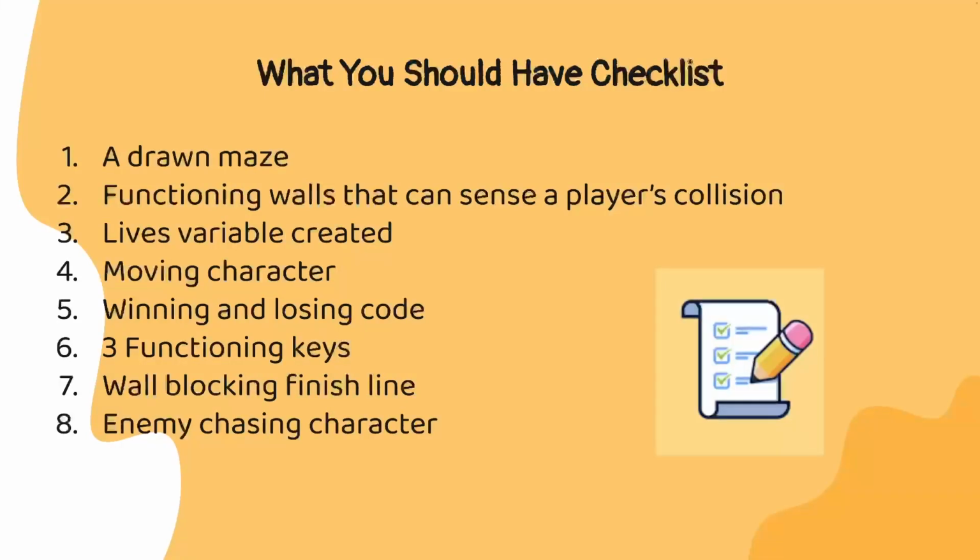Here's what you should have in your maze game as a base. You should have a drawn maze, functioning walls that can sense a player's collision, a lives variable, a moving character, code that allows us to check if the player has won or lost, 3 functioning keys, a wall blocking the finish line, and an enemy chasing the character. Of course, you could add on as much as you want to this project to make it more fun for your players. Please pause this video and try to complete your project such that it's fun and ready to share.